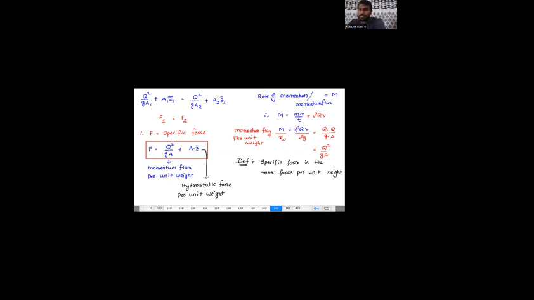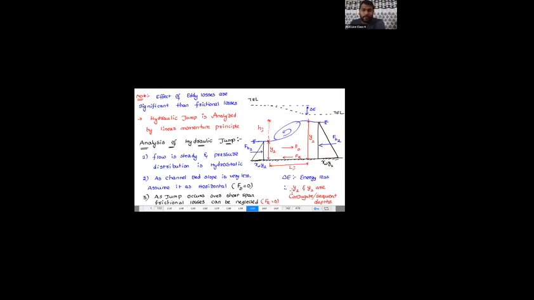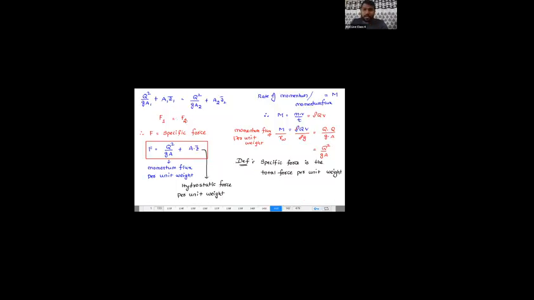Now, from the specific force only, I am going to call the conjugate depths. Why are y1 and y2 conjugate depths? Because y1 and y2 are the depths corresponding to the same specific force. Before the jump and after the jump, the specific force is the same. So the depths corresponding to the same specific force are known as conjugate depths. I have got this equation, which is going to be used for the analysis of the hydraulic jump, and from this I am going to derive the specific force curve.